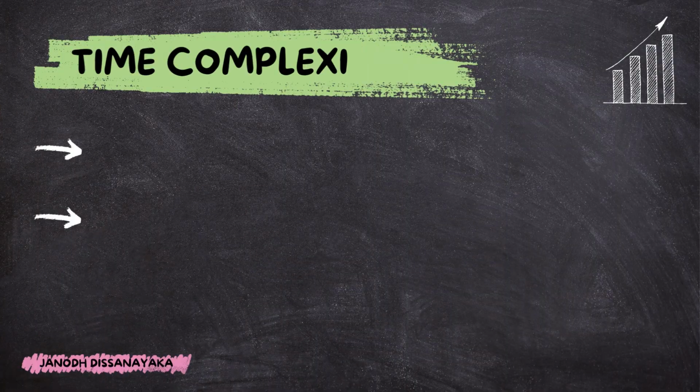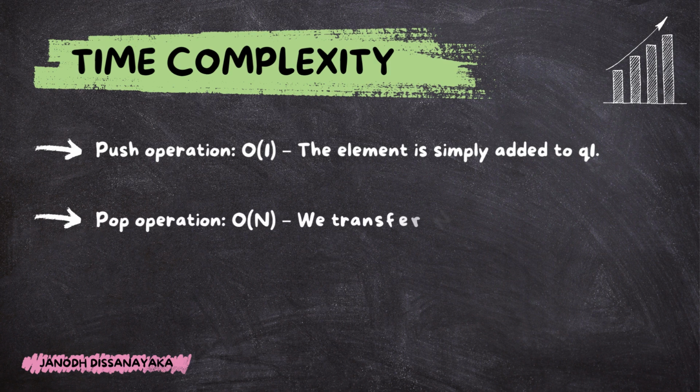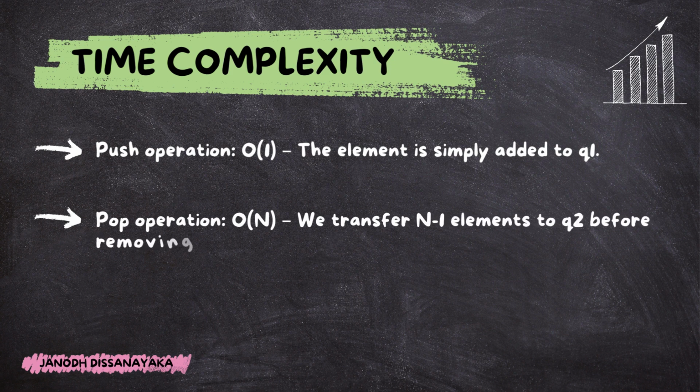Let's analyze the time complexity. The push operation takes big O of 1 time because we simply add the element to Q1. The pop operation takes big O of n time since we need to transfer n-1 elements to Q2 before removing the last one.